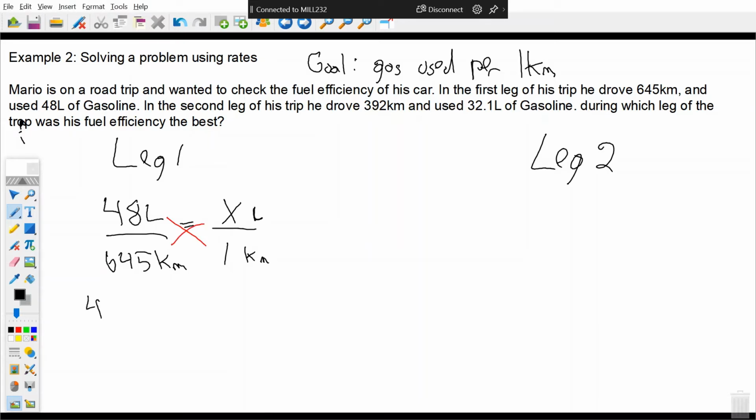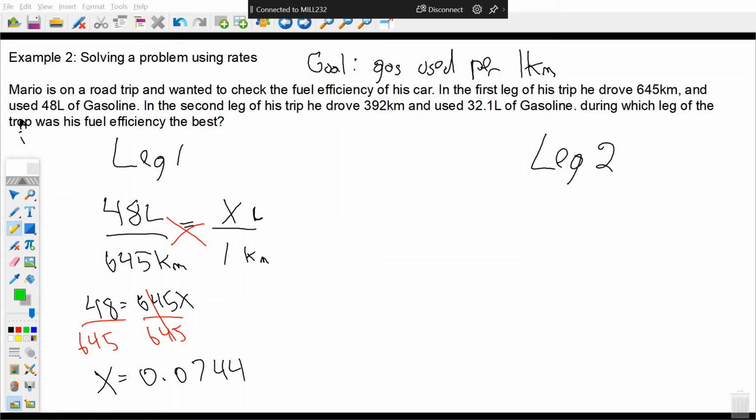48 times 1 is 48. 645 times x is 645x. Divide both sides by 645. x equals 0.0744. So this represents the gas he used. This is the liters of gas he used per 1 kilometer, which is what we were looking for up here.